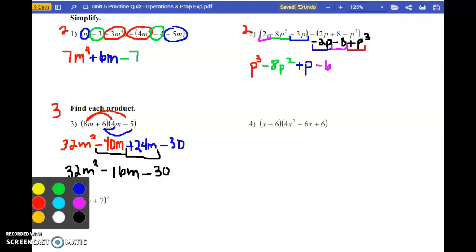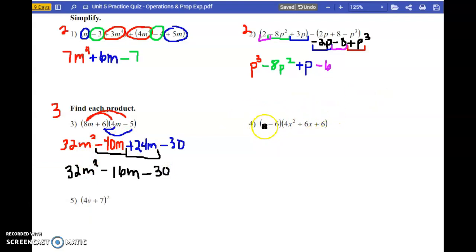The next one's similar. I call it superfoil because I still distribute to everything, but I distribute it to three things. So the x is going to go to the 4x squared, it's going to go to the 6x, and it's going to go to the 6. So I multiply all those. So x times 4x squared gives me 4x cubed. x times 6x is 6x squared. And x times 6 is 6x.